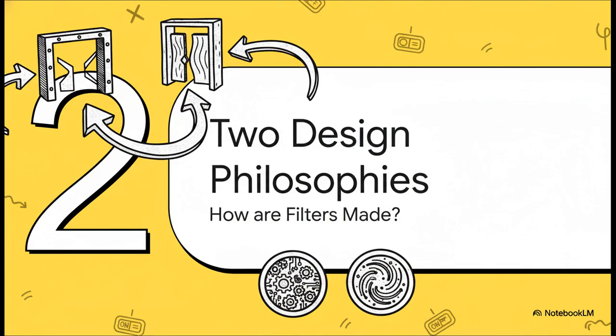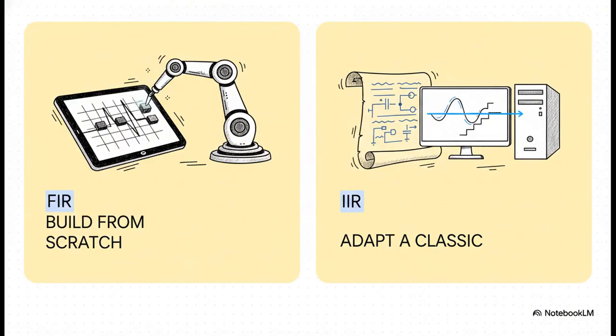Okay, so that leads to the big question. How do you actually build one of these digital bouncers? Well, it turns out there are two main schools of thought, two completely different design philosophies for tackling the problem. On one side, you've got FIR filters. This is the build-it-from-scratch approach, designing the filter from the ground up, purely in the digital world.